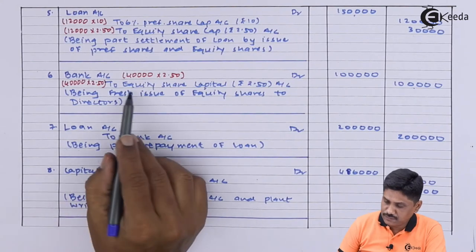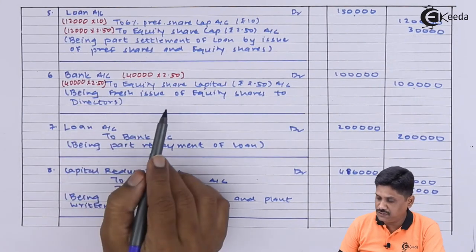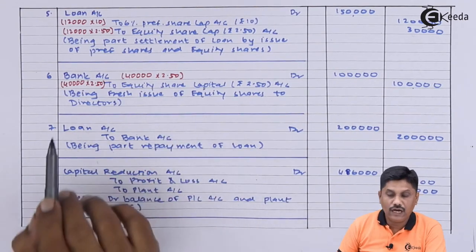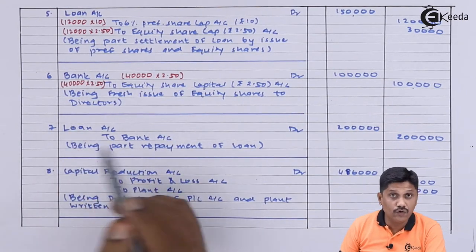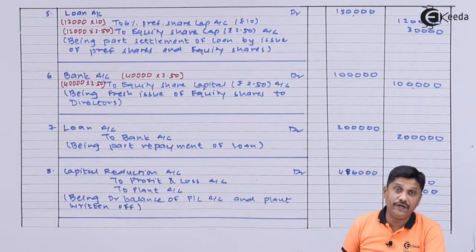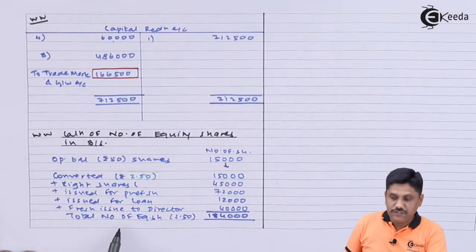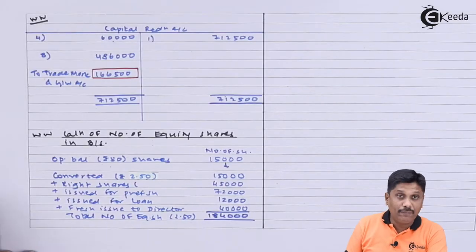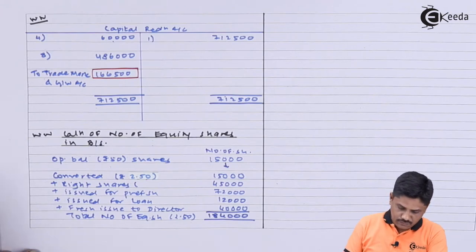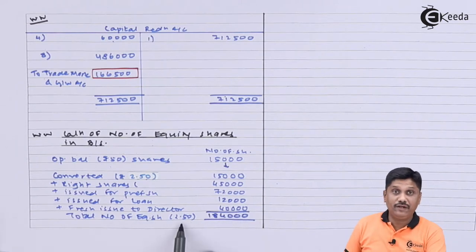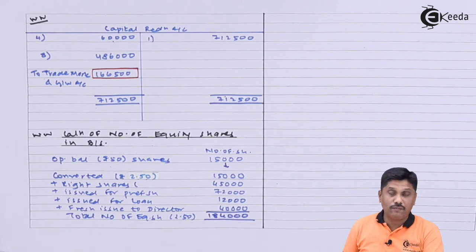Entry number 6, again we issued 40,000 shares to directors. It is issued for cash. That's it. After this entry, there are no equity shares issued or there is no entry relating to the equity shares. So I need to find out how many shares will come in my balance sheet. Total number of equity shares of 2.50 each. So my equity capital in the balance sheet will be 4,60,000: 184,000 multiplied by 2.5. In this way, I got my equity shares.